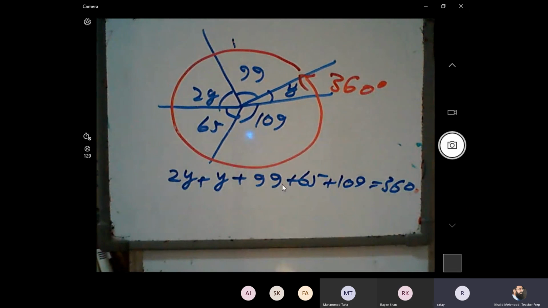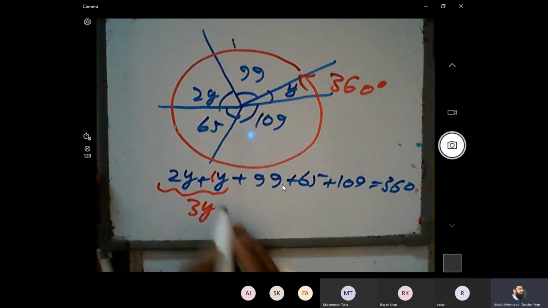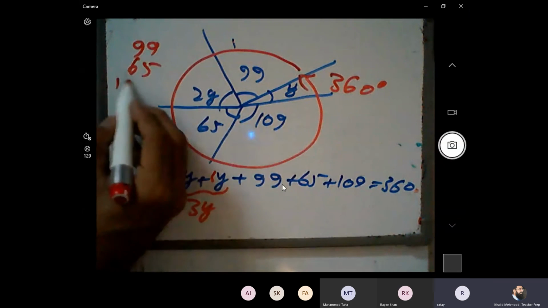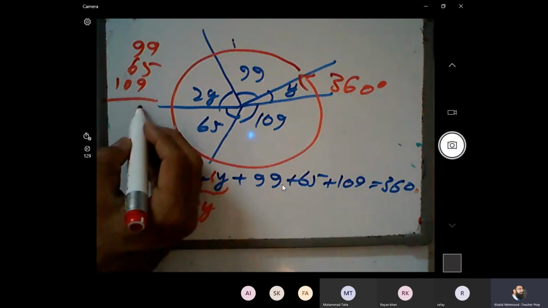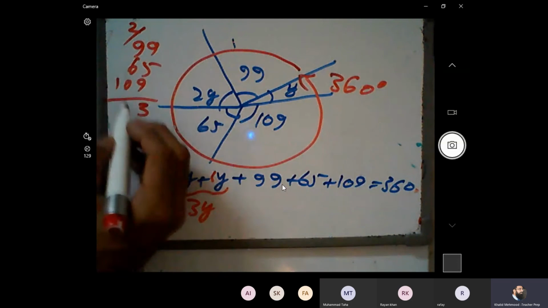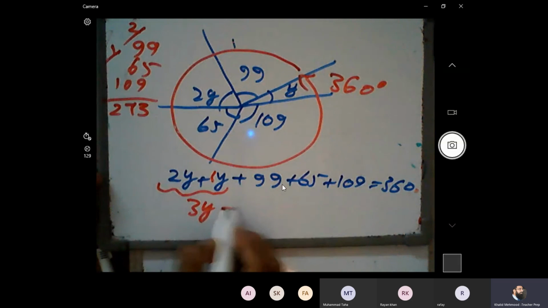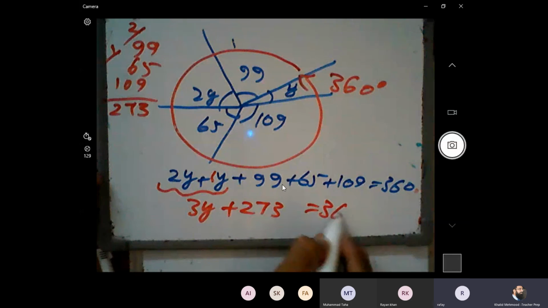Now we'll be adding the numbers and adding the variables. So y means 1y. 2y plus 1y is 3y. And 99 plus 65 plus 109 is how much? Let's check. 9 plus 9 is 18. 18 plus 5 is 23. 2 carry, so 9 plus 2 is 11. 11 plus 6 is 17. 1 carry, so 1 plus 1 is 2: 273. So 3y plus 273 is equal to 360 degree.